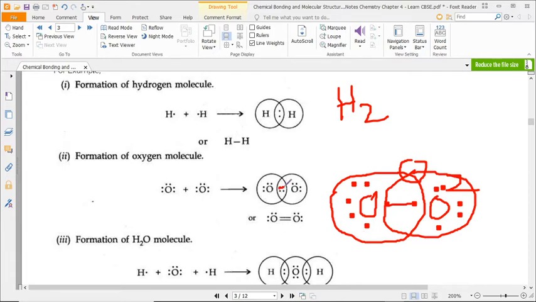But if you share two electrons and make a double bond, you count the electrons surrounding each oxygen: 2, 4, 6 and 8. 2, 4, 6 and 8. So each oxygen now has 8 electrons.